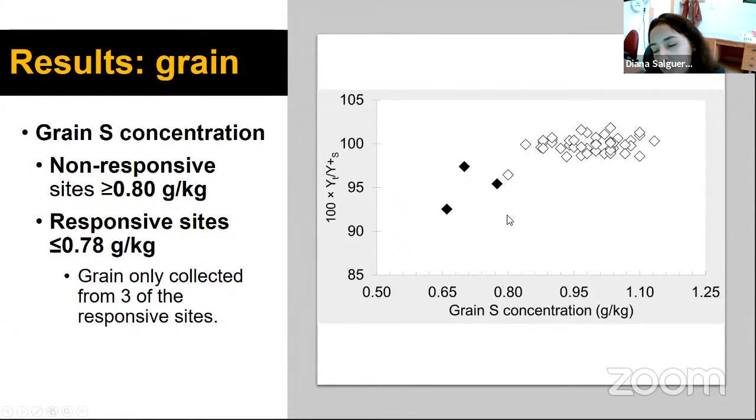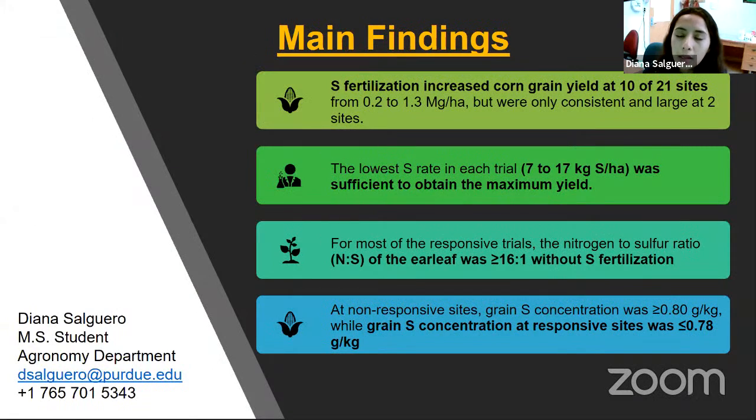In all the rest of locations where we didn't see any significant response in yield, this value was greater than 0.8 grams per kilogram. Once again, I need to state that not all the fields are included in this figure overall for 17 and 18 because we did not collect grain from all the locations.